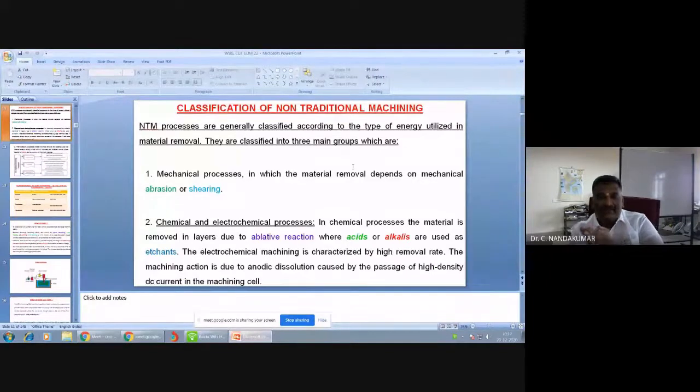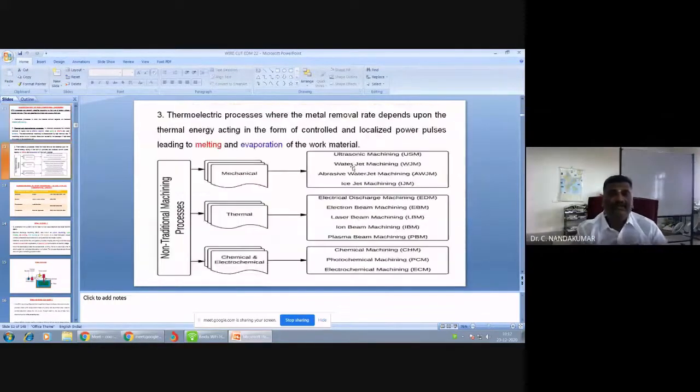Then, the classification of non-traditional machining processes. One is the mechanical process, where abrasion or shearing occurs. Another is the chemical and electrochemical process, an ablative reaction where acids and alkalis are used as agents. The next one is the thermoelectric process, where the metal removal rate depends upon thermal energy, that is melting and evaporation.